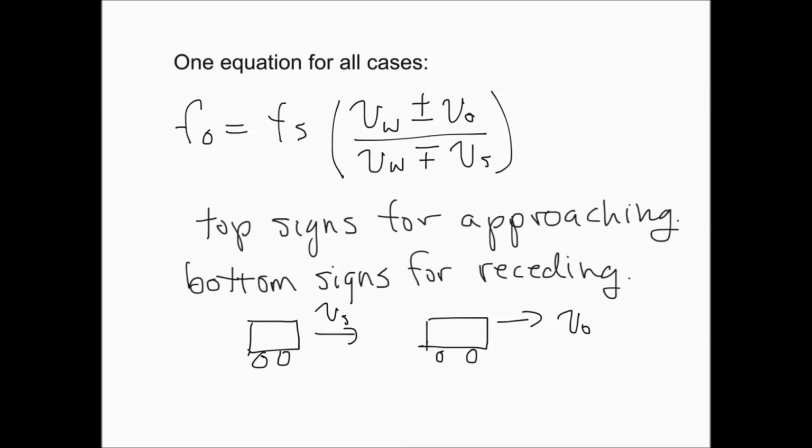Similarly, because the source is approaching the observer, we would use the top sign in the denominator, and so we would have VW minus V observer over VW plus V source in this example.